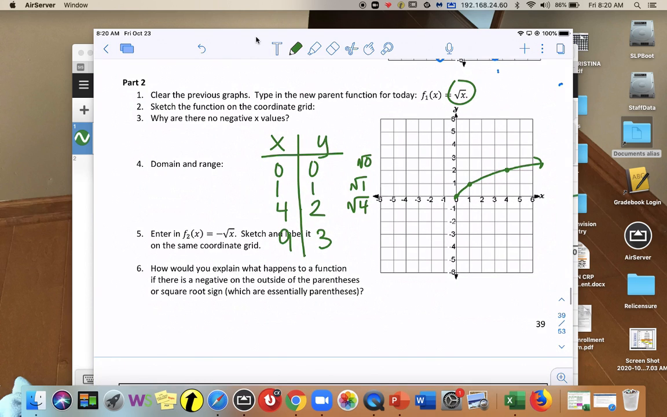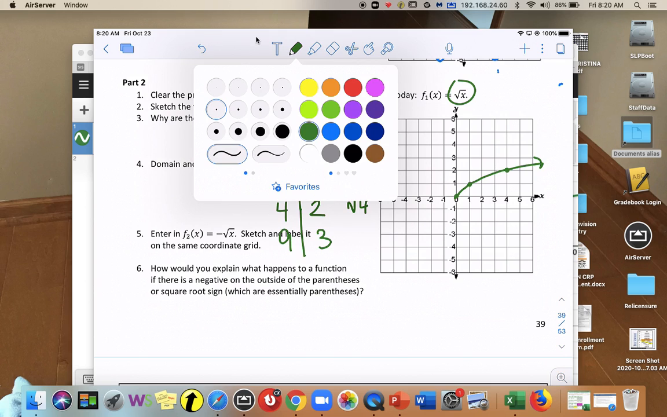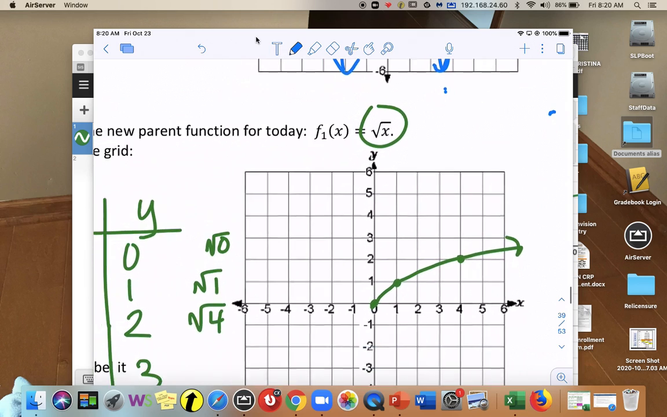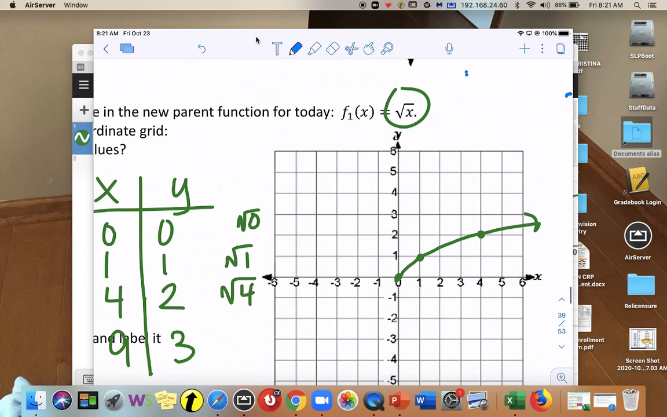It says, why are there no negative x values? So again, we see no graph over here where the x values are negative. And think about how I got these numbers in the table. I square rooted everything. So the reason why there's no negative numbers is what happens if you try to take the square root of -1, like if x was -1. And if you do that in your calculator, you get an error. And the reason is, I'll do an example here.